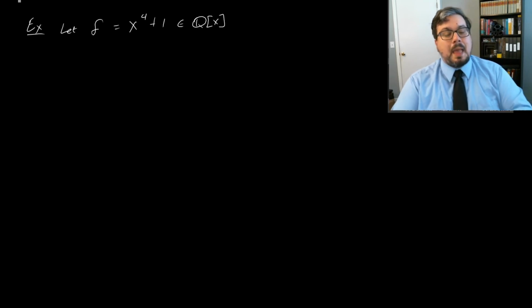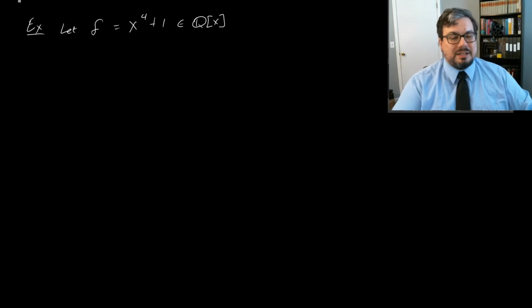So let's do an example, and we'll also see how we can use some ideas about fields to simplify some of the notation that we can deal with. So let's let f be the polynomial x to the fourth plus 1 over the rationals. Now we want to find a splitting field for f.